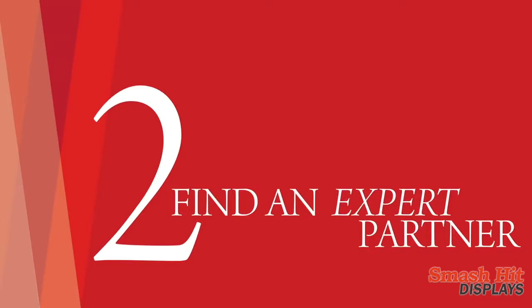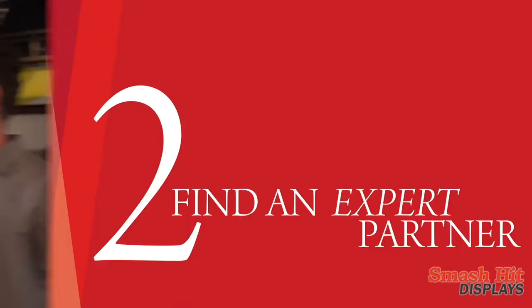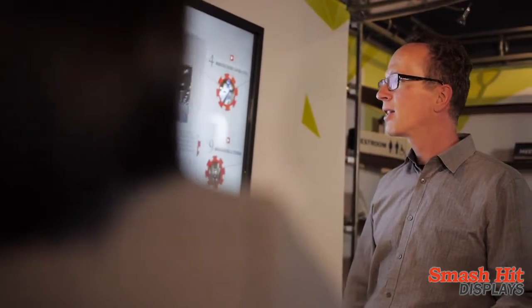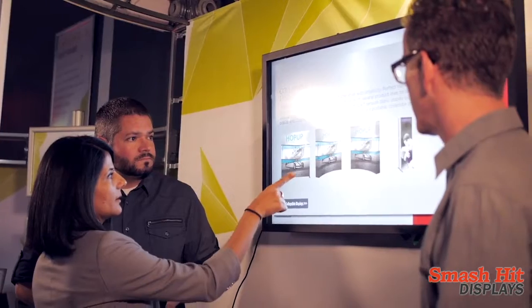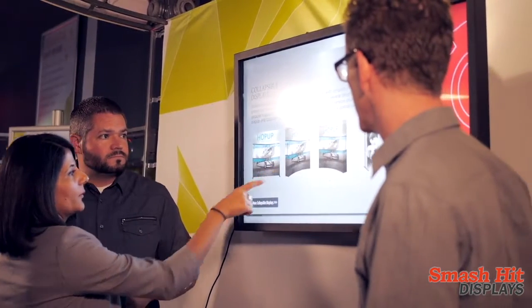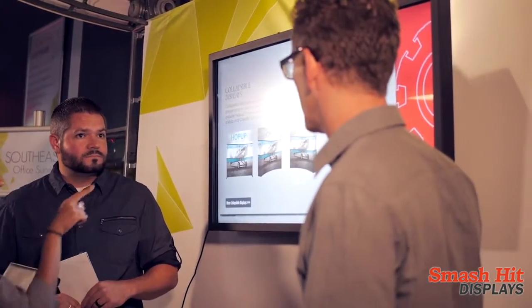Finding the exhibit partner is the second most important step in designing a trade show exhibit. They will design an exhibit around your goals and will take the requirements and design with those in mind. Choose a partner who is seasoned, experienced, and offers services such as graphic design, installation and dismantle, and asset management.